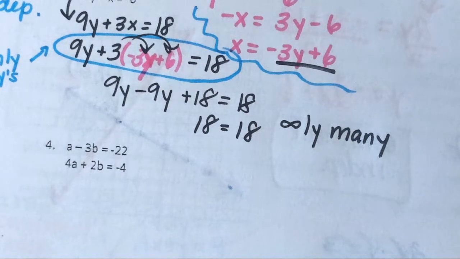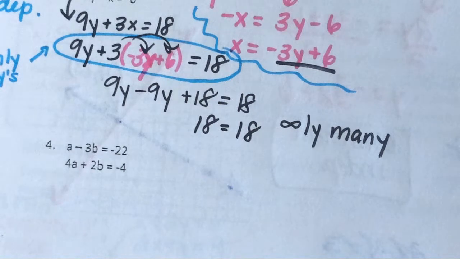Infinitely many: the variables all die, and we end up with a true statement, like 18 equals 18. With a no solution problem, the variables again die, but we end up with an untrue statement, like 0 equals 18, something that's completely crazy.